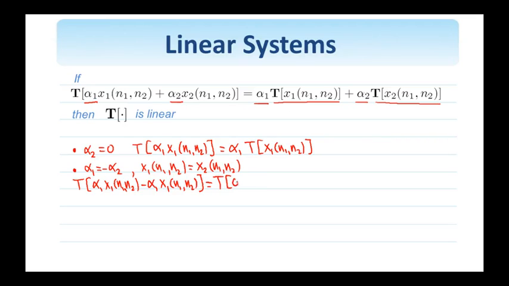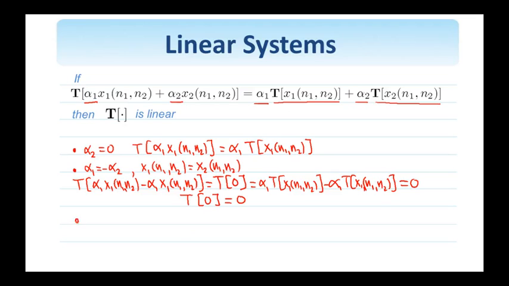So the response to the 0 signal is equal to alpha 1 times the response to x1, minus alpha 1 times the response to x1, which is equal to 0. In other words, if the system is linear, when I put a 0 at the input, I find a 0 at the output. Now this is a property that can be shared also by nonlinear systems. Therefore it's a property that I cannot use to prove that the system is linear, but I can use to prove that the system is nonlinear.